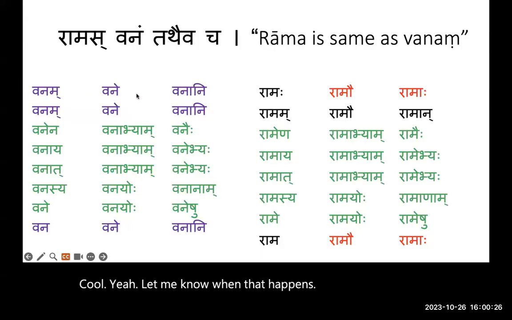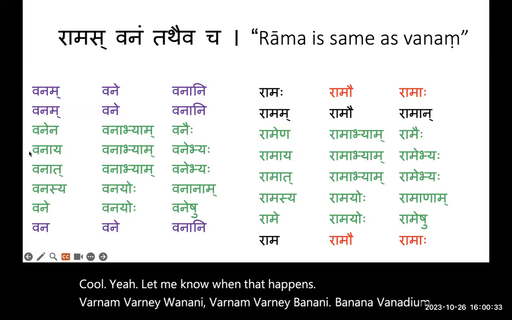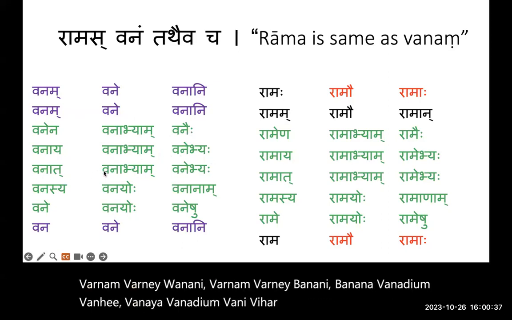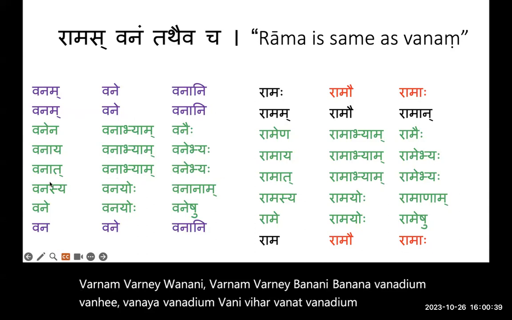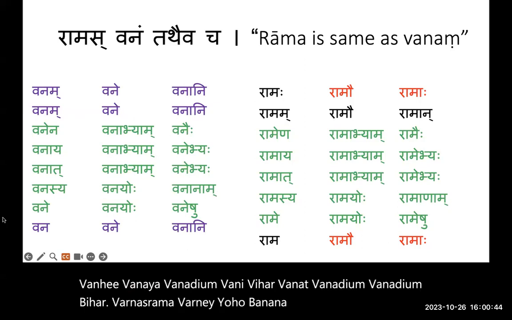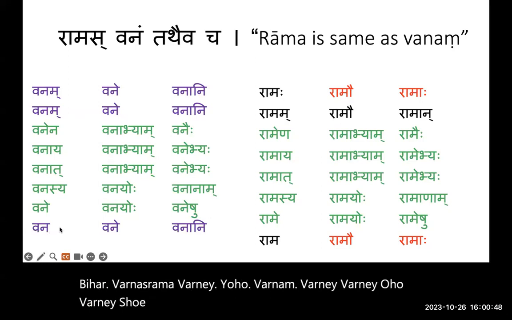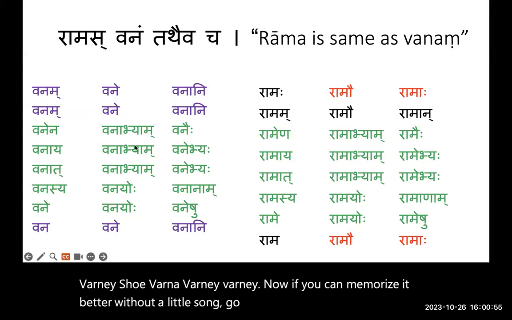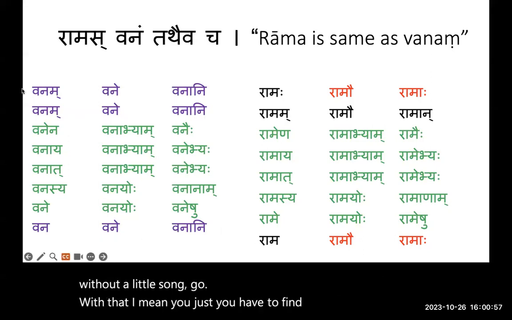Vanam, vane, vanani. Vanena, vanabhyam, vanehi. Vanaya, vanabhyam, vanebhyaha. Vanat, vanabhyam, vanebhyaha. Vanasya, vanayoho, vananam. Vane, vanayoho, vaneshu. Vana, vane, vanani. Now, if you can memorize it better without a little song, go with that. I mean, you have to find your own way.